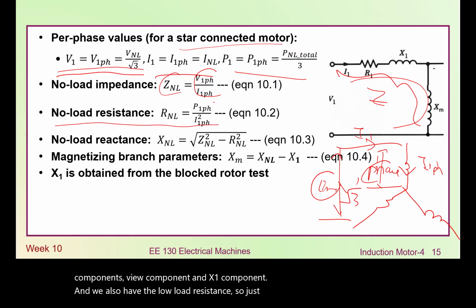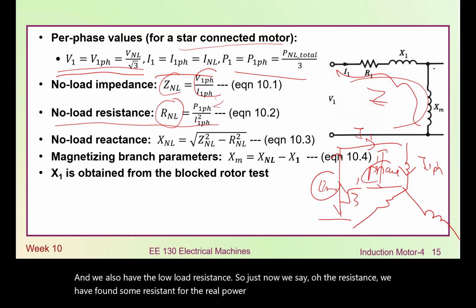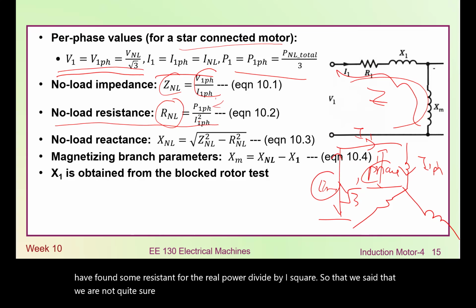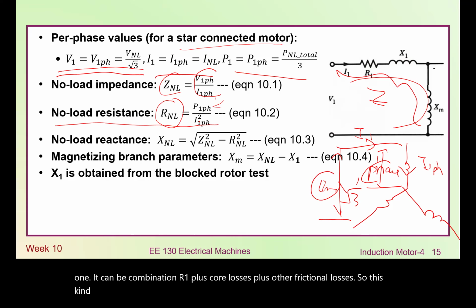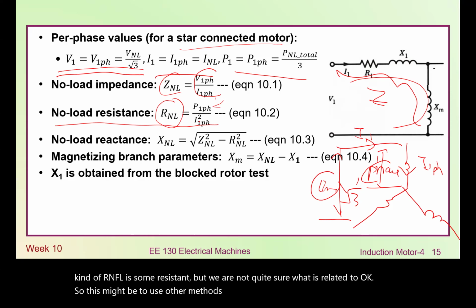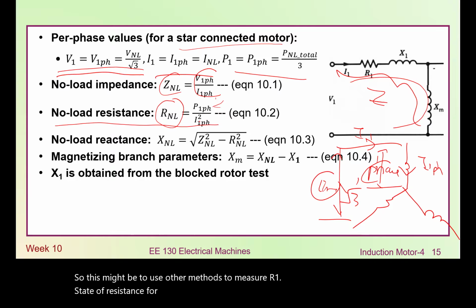So just now we said, we have some resistance, which is power divided by I squared. That resistance, we are not quite sure what resistance it is, because it is not equal to R1. It can be a combination of R1 plus core losses plus other frictional losses. So this kind of R_NL is some resistance, but we are not quite sure what it is related to. Okay? So that's why we have to use another method, a measurement of the R1 stator resistance, for the calculation. So next, the open circuit reactance. Now that you get this one, you have the total impedance here.